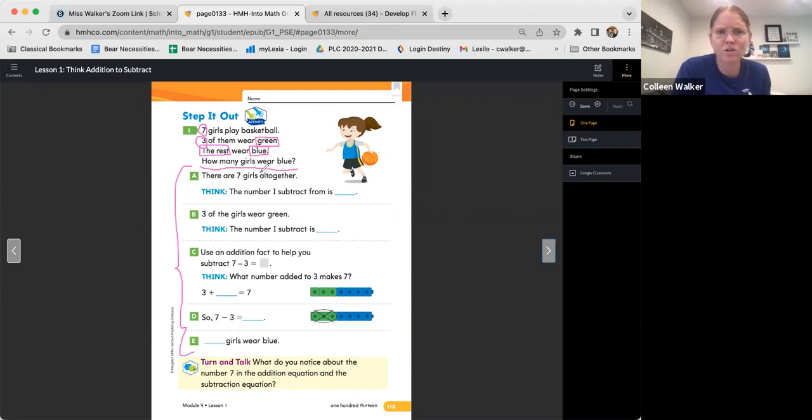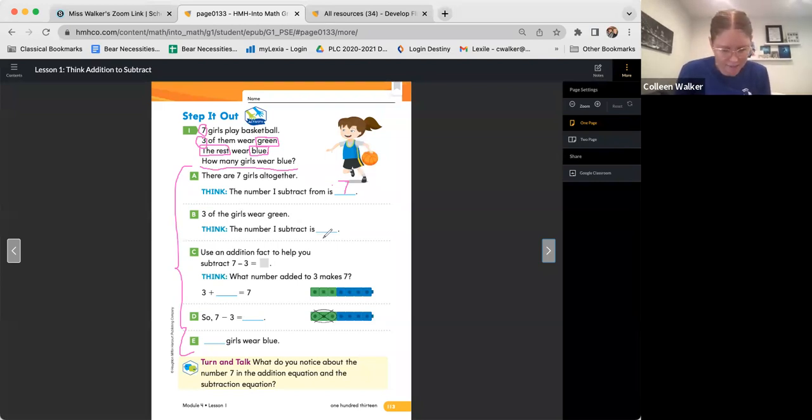So there are 7 girls all together. Think. The number I subtract from is, what do you guys think? Yes, if you said 7, that's correct because that's the total. That's the greatest number. So when you do a subtraction problem, you always subtract from the greatest number, the total. So 7 is the total. So that's the number I'm going to subtract from.